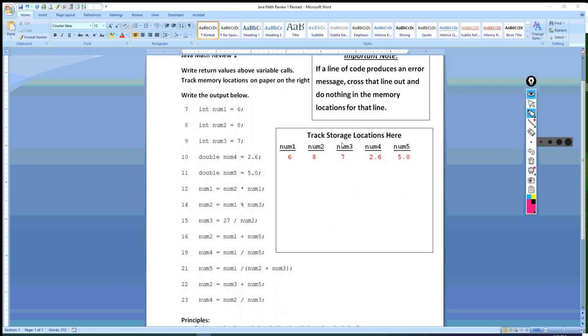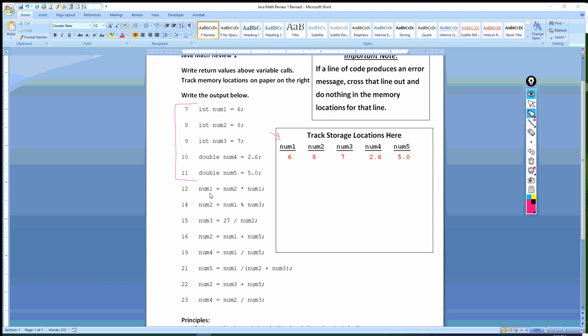So here we go. So we have all these declarations right here that are already reserved. These memory locations are reserved right here, and they've been initialized. They've been given their first value. So that's already here in the memory locations.